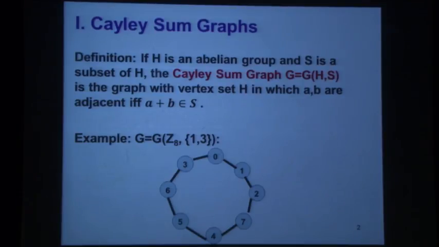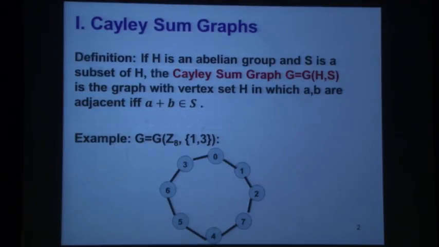And then the Cayley Sum Graph of the group H with respect to this subset S is a finite graph, whose set of vertices are the set of all elements of H. And two of them, A and B, are adjacent if and only if their sum belongs to S. Right? So that's very simple. So this will be an abelian group, and I use additive notation. And here is one example.